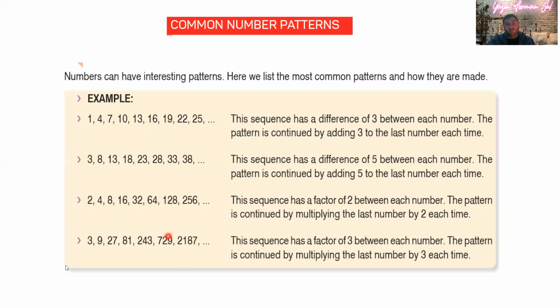Okay, this last one, the sequence has a factor of 3 between each number. 3, 9, 27, 81, it continues like that. So 3 times 3 is 9, times 3 is 27, times 3 is 81, times 3 is 243, times 3 is 729, times 3 is 2187. So every time we multiply the last number by 3.